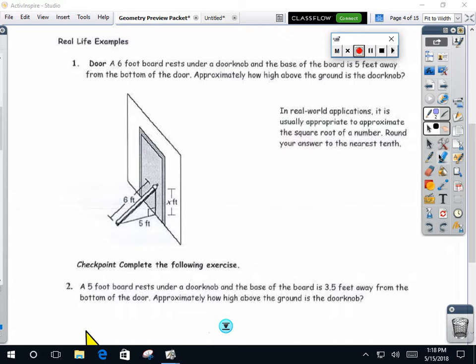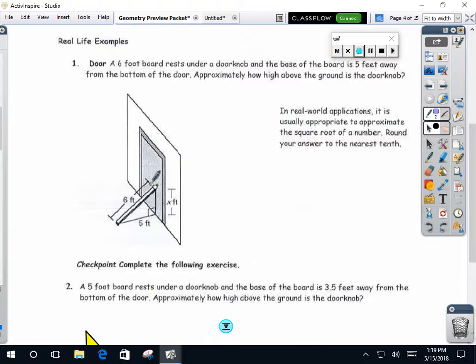Okay, here we go. A 6-foot board rests under a doorknob, and the base of the board is 5 feet away from the bottom of the door. Approximately how high above the ground is the doorknob?